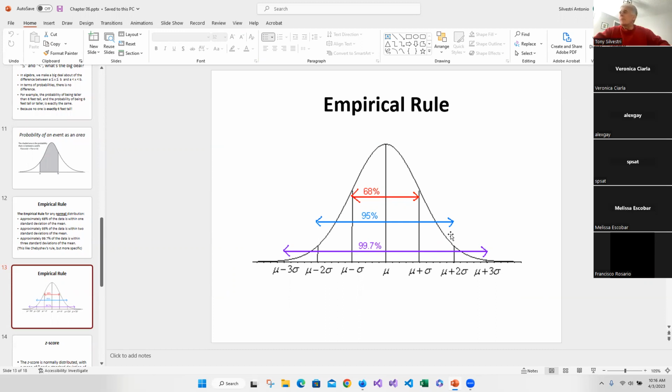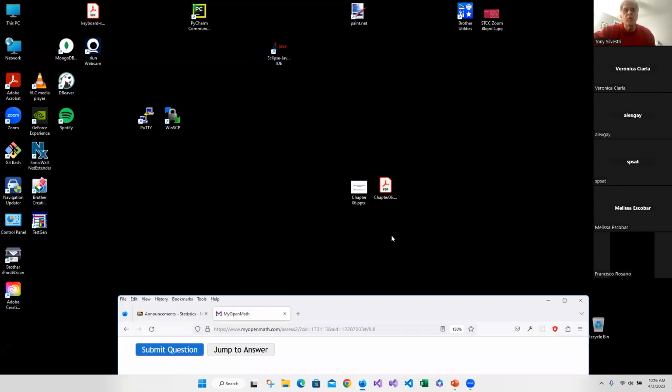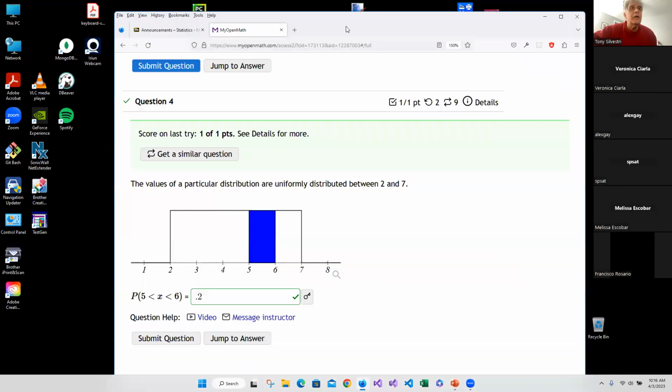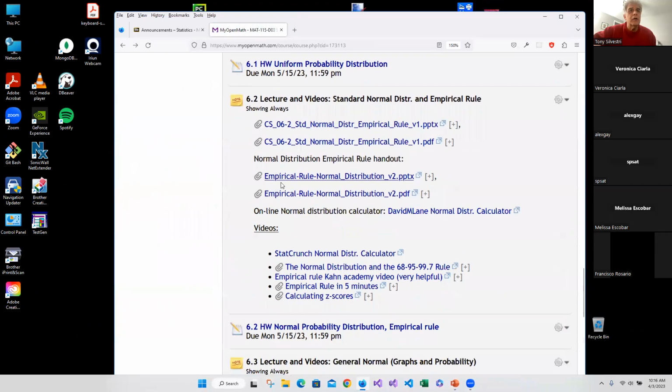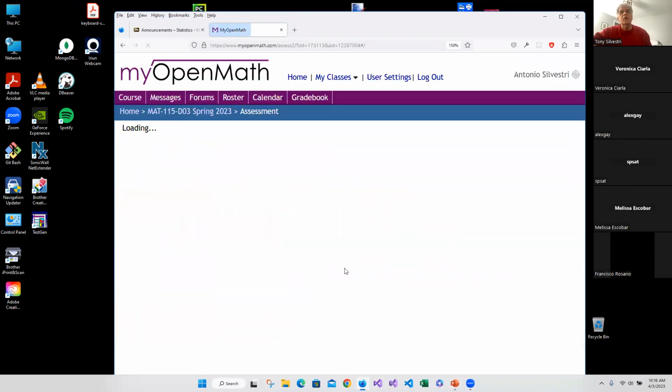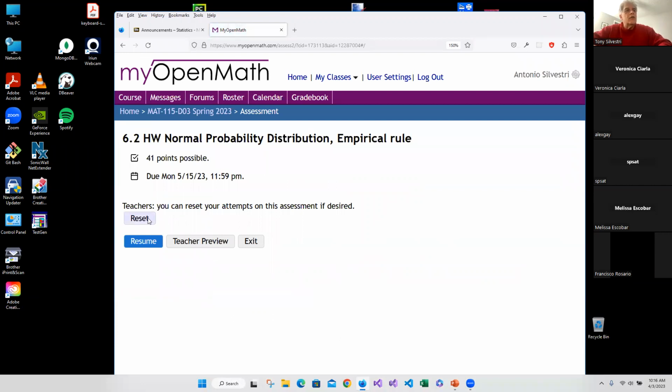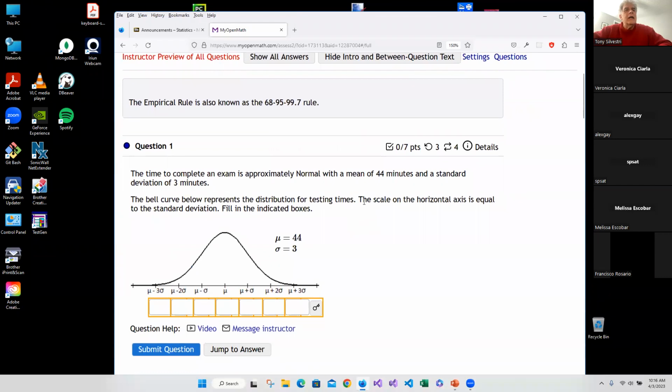Okay, let's see if we can grab that. I think we can do homework based on this, and that's the 6.2 right over here. And you're going to see it's not that bad to do 6.2, normally distributed, empirical rule. Okay, let's reset, start over again.